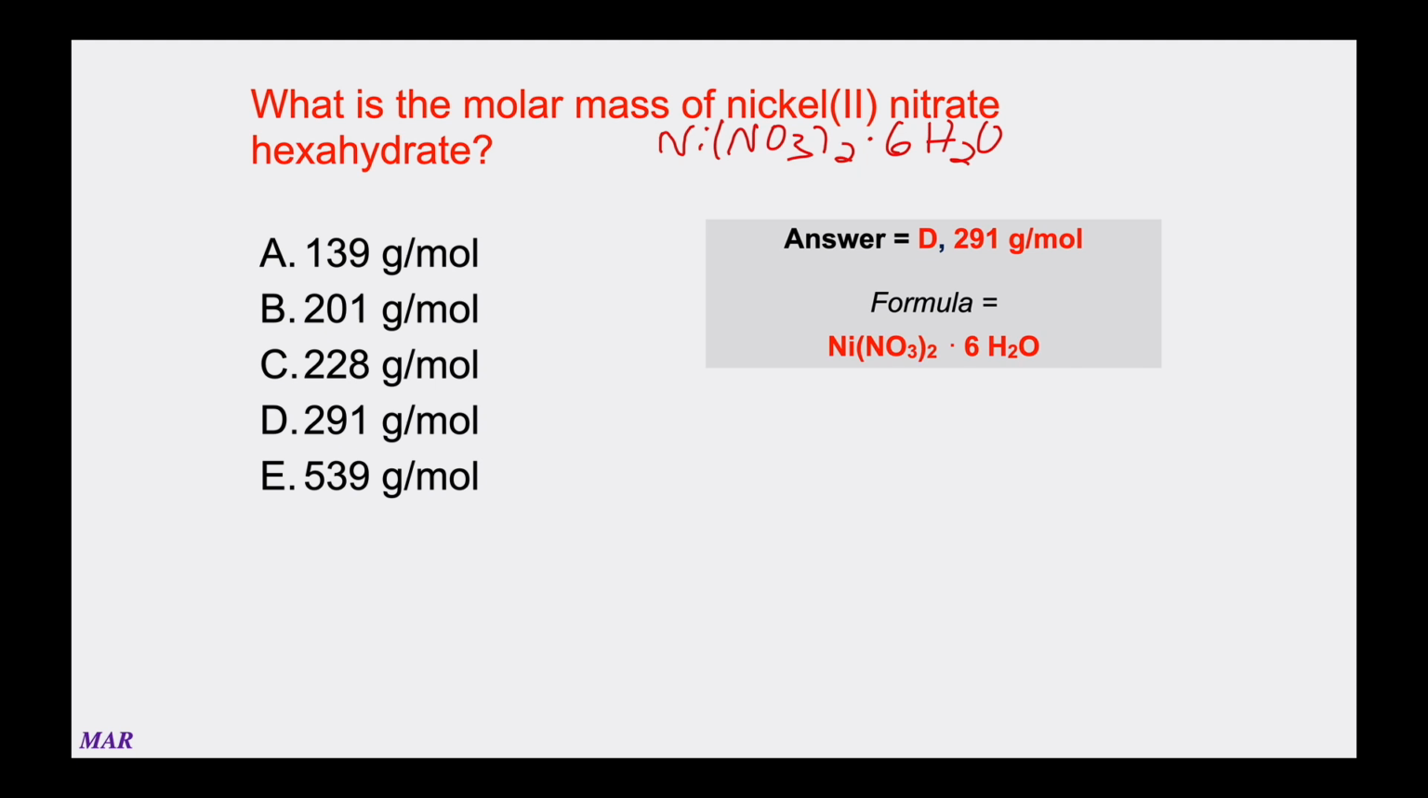And again, there's the formula written out a little nicer there that I did. But anyway, hexahydrate, 6 waters, nickel(II) nitrate, -1 nitrate with +2, good to go.